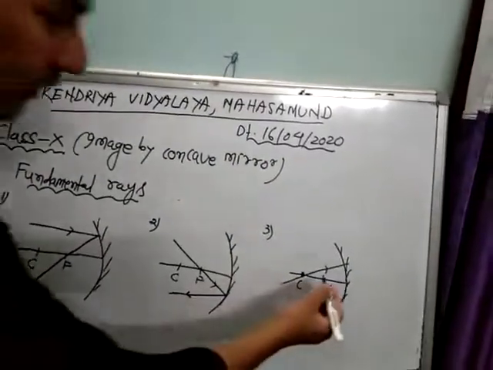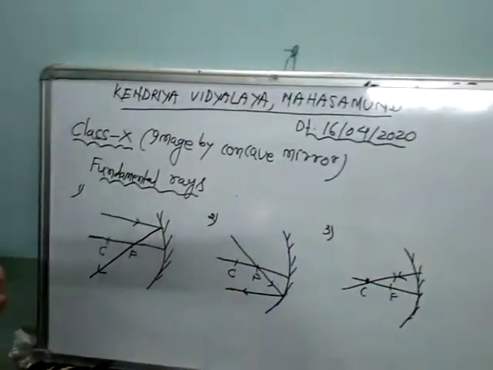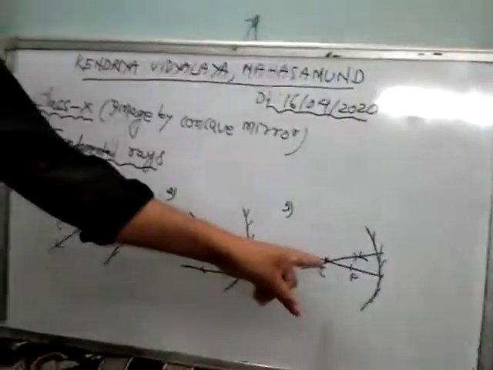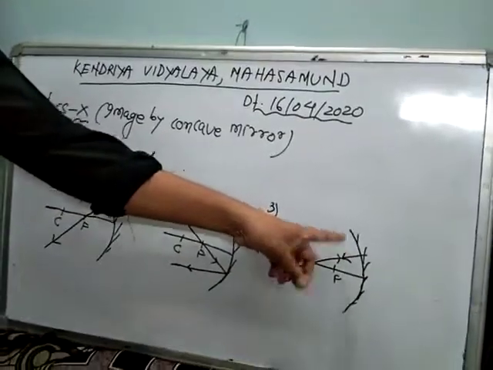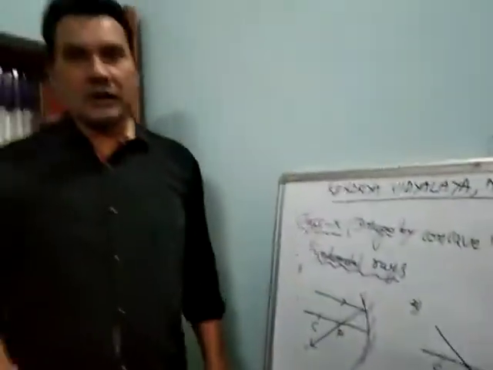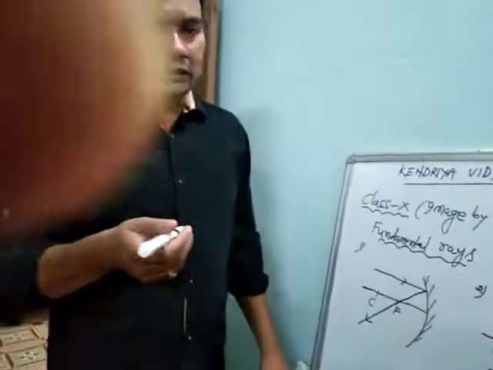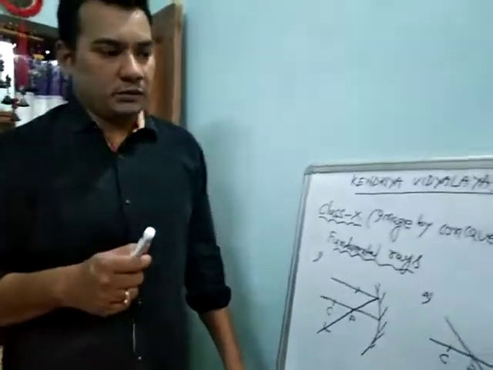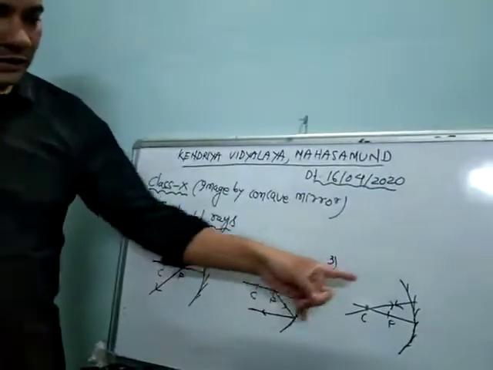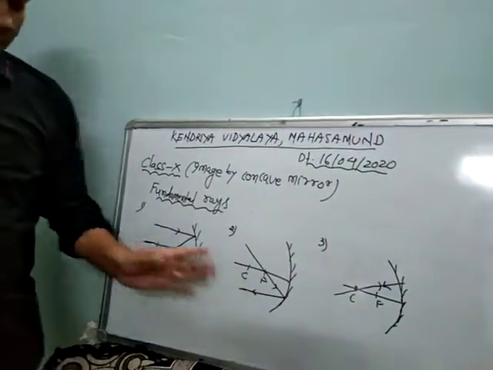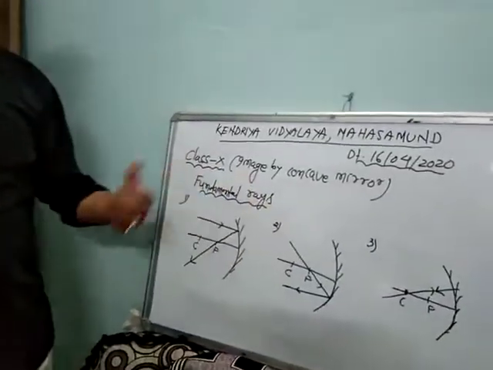It will return back. Why will it return back? Because this is nothing but the radius of curvature. Here the angle of incidence is 0, and from lower classes you also know that in a circle the radius is always perpendicular to its perimeter. So the angle of incidence is 0, so the angle of reflection will be 0, so the ray of light will return back. These three are called the fundamental rays of a concave mirror.